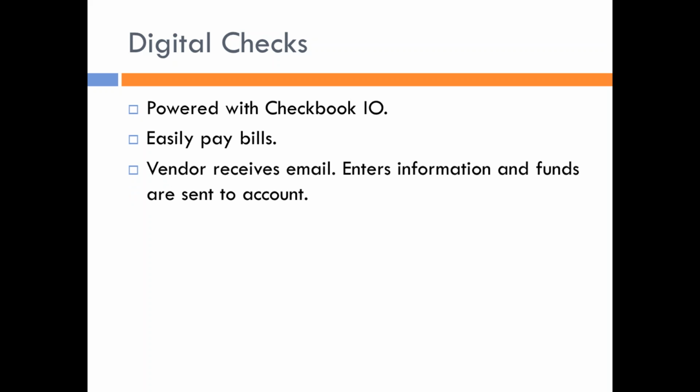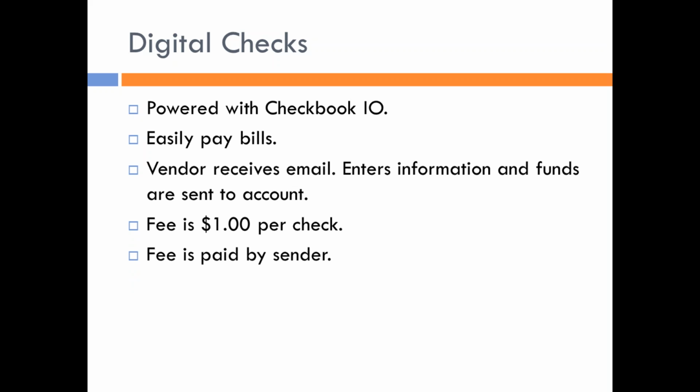The way it works is an email goes out to a vendor. The vendor opens the email. I'm going to show the emails and stuff in a while, but the vendor will open it and they'll have options on how they can receive the money. And the fee is $1 per check, and this fee is paid by the sender.